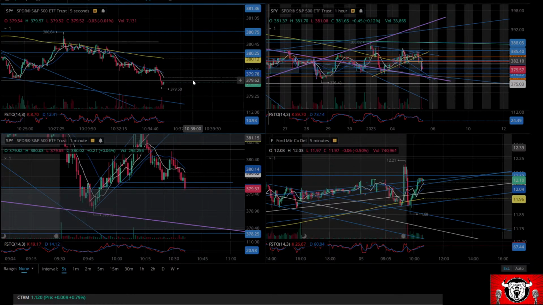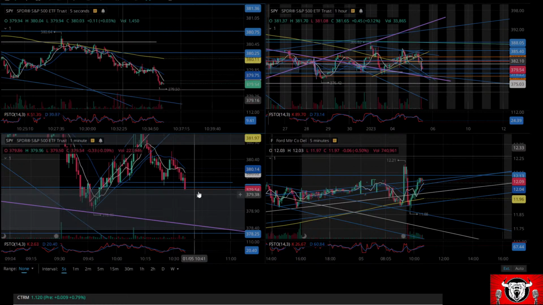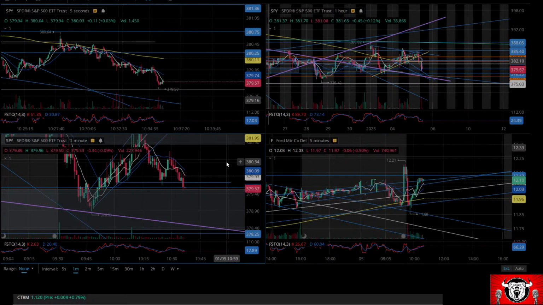All right, we're getting into a price squeeze right now. It's back in that box I drew on the 1-minute chart here. In this area, price is going to squeeze for a little bit. This is beautiful. That's where that liquidity is sitting.